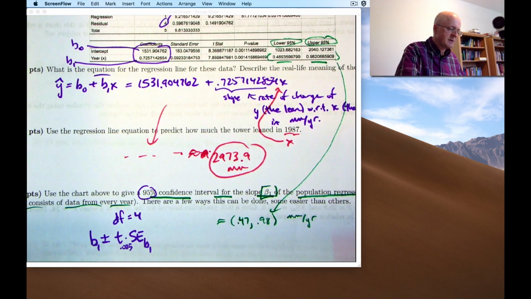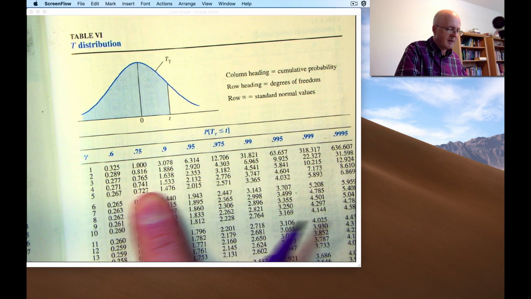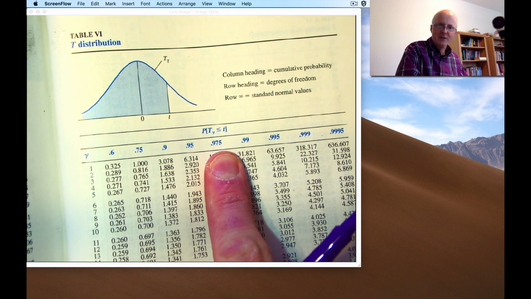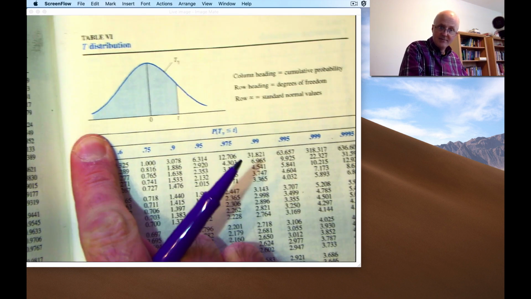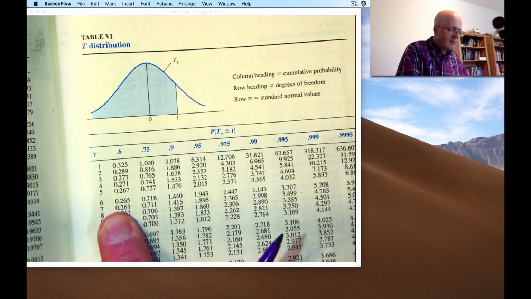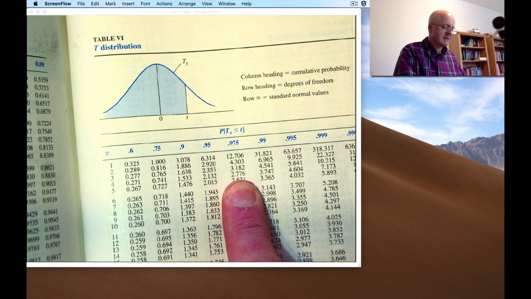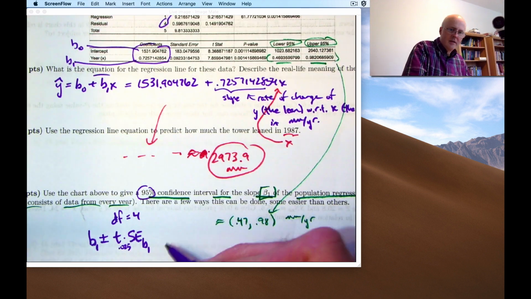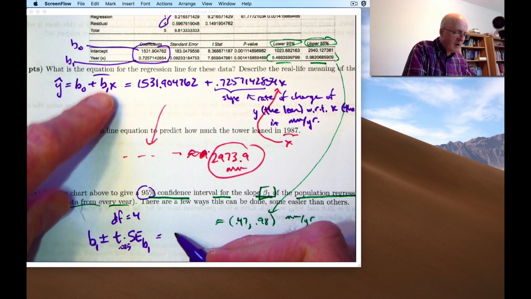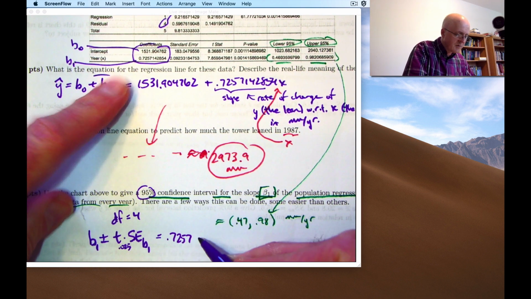Again, there are 4 degrees of freedom. So here's a t-table, 4 degrees of freedom. I look for 0.975, which is the area to the left of the t-value. That means the area to the right is 0.025. 4 degrees of freedom, right there. It looks like t is 2.776. So we'll plug the numbers in here. B1 is 0.7257. I will do a little rounding right now.